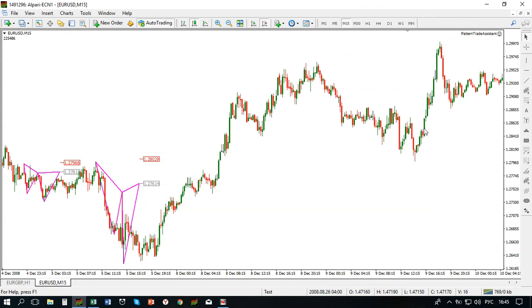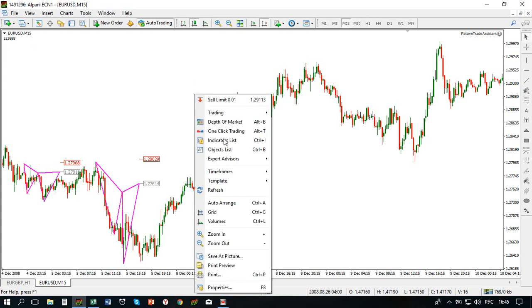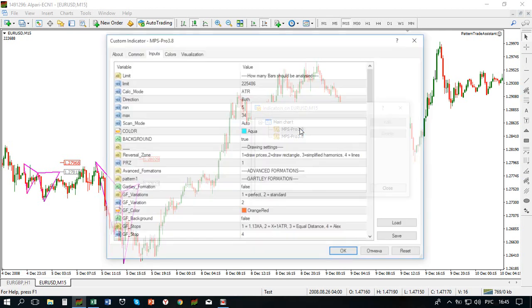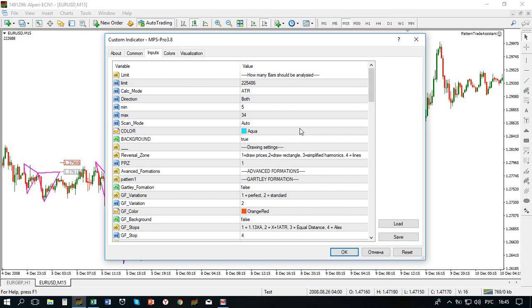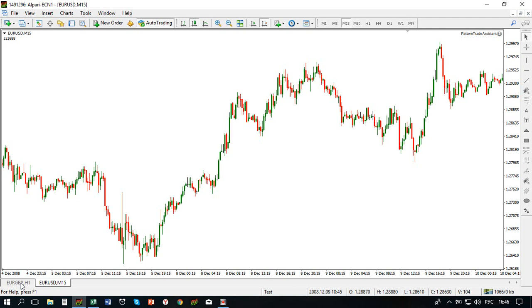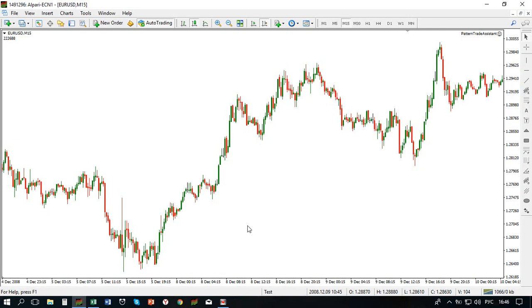And let's calculate the number of bars. So for now we have 22, 26, 88. Okay, and let me close this chart as well. Now we have only 1 here. 88.